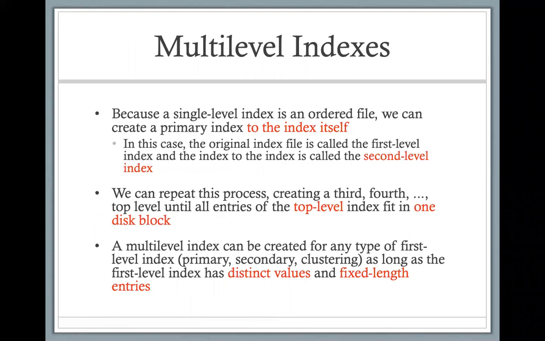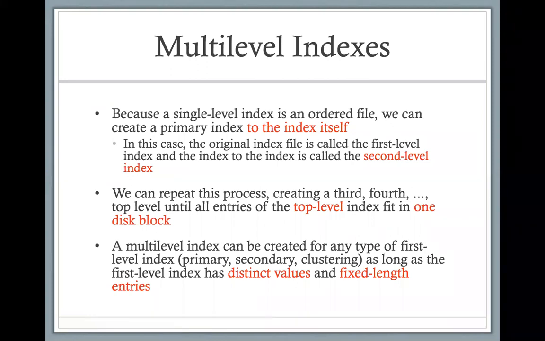Since a single level index is an ordered file, remember that when I create an index, it's an ordered file. It's physically sorted on this. Then I can create a primary index on top of it. So I can create an index to the index. And why primary index? Because the file is physically sorted on the indexing field. So I can create a primary index on top of it.